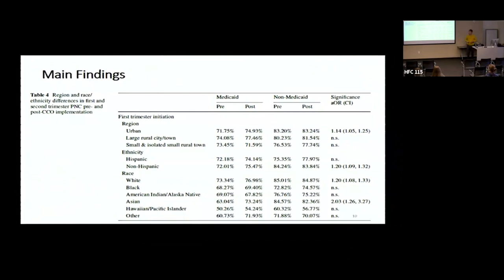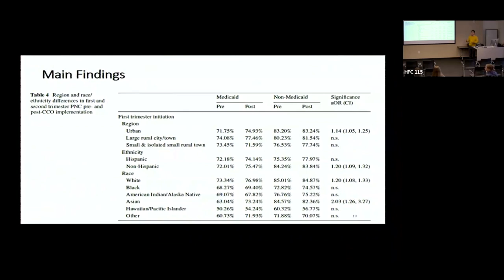I was going to say there have been other more descriptive analyses of CCO performance measures that also show differences across racial and ethnic groups that sort of parallel these. And so we weren't surprised; we found things that were comparable to other independent results.